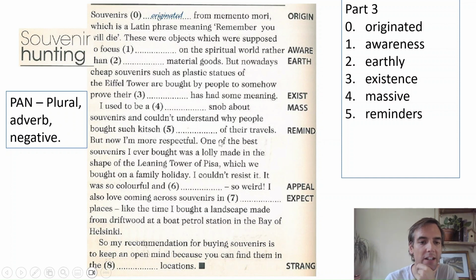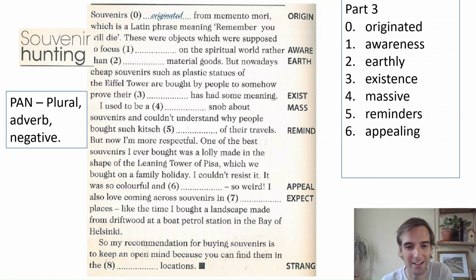But now I'm more respectful because of an incredible lolly in the shape of the Leaning Tower of Pisa. Wow, what an incredible piece of souvenir that has changed his mind. It is so appealing. Quite a regular adjective, isn't it, really? We make the adjective that produces the feeling with ing. Boring, interesting, appealing.